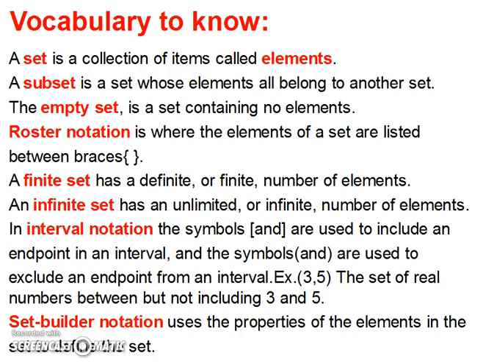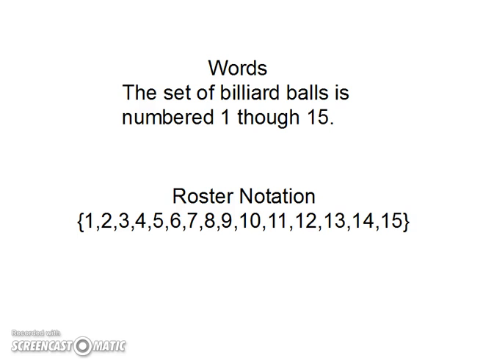Roster notation is where the elements of a set are listed between braces. For example, in words, the set of billiard balls is numbered 1 through 15. In roster notation, 1, 2, 3, 4, all the way through 15, and you have braces to close it off.